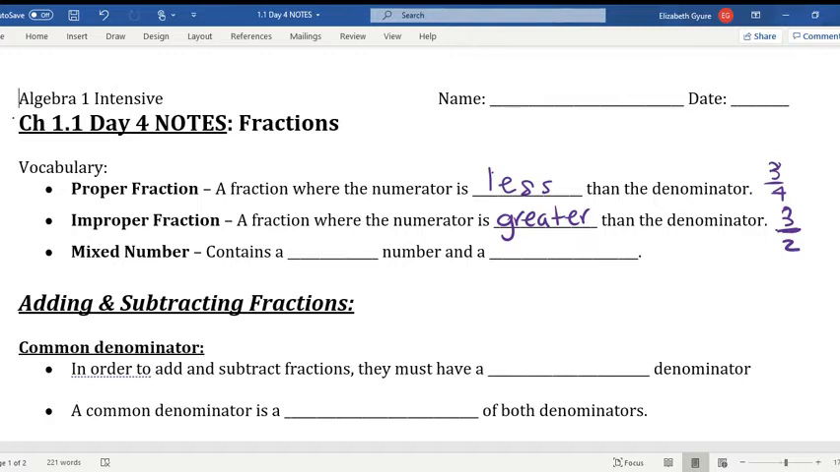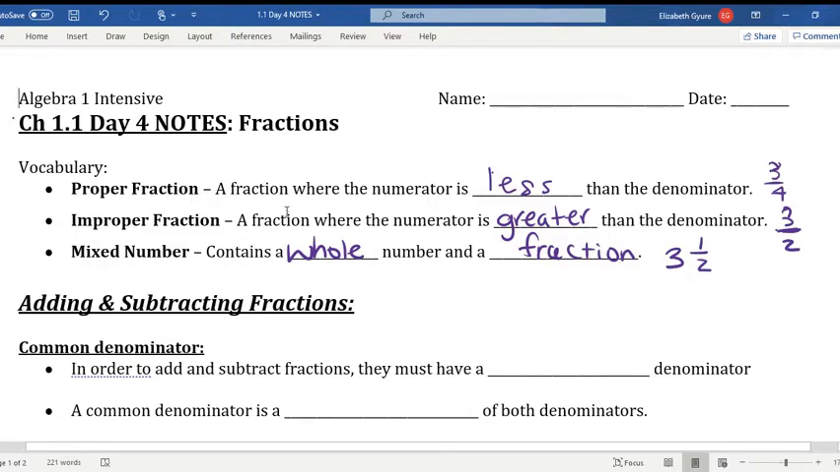A mixed number contains a whole number and a fraction. Since we're just doing a really quick run through of fractions today, we won't do too much with mixed numbers, but it's still good to know. So if I gave you something like 3.5, right, that's a mixed number. Do those all sound familiar?